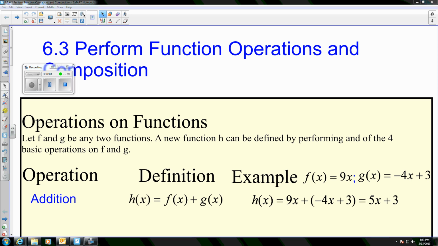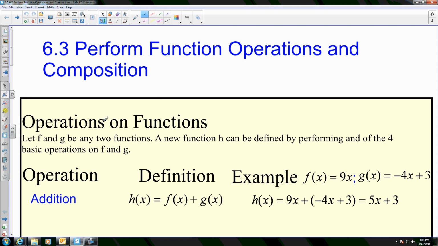Alright, we are in section 6.3 where here we perform function operations and compositions.